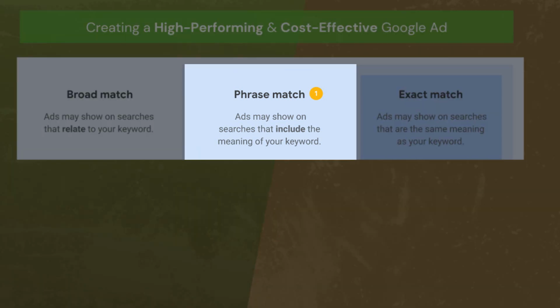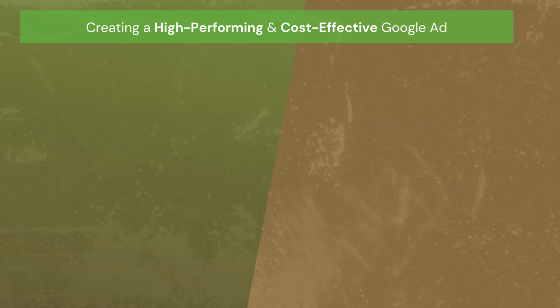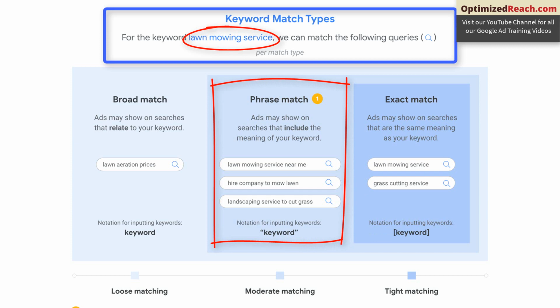With phrase match, your ad may show on searches that include the meaning of your keyword, and there can be words before or after. There can also be function words like to and for in between your search term, and your ad will still show. So in this example, if you had selected lawn mowing service as a phrase match, your ad would show if somebody did a search for lawn mowing service near me, and you can see lawn, mowing, and service are in your phrase match and in the search term, but there can be words after and your ad would still show.